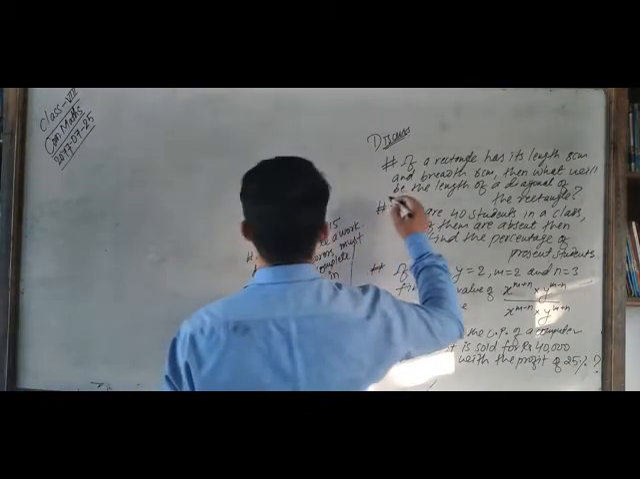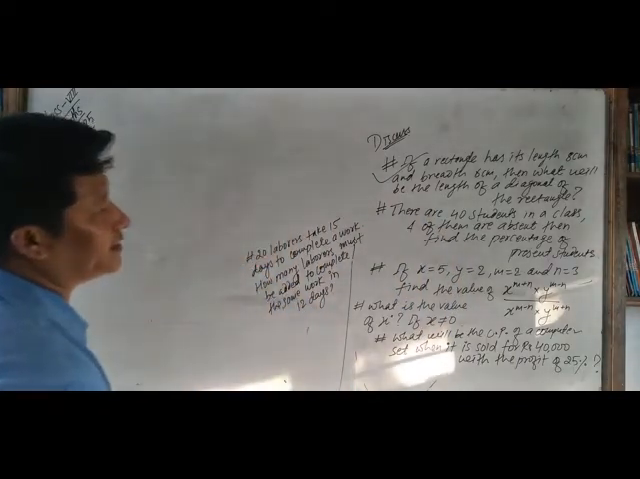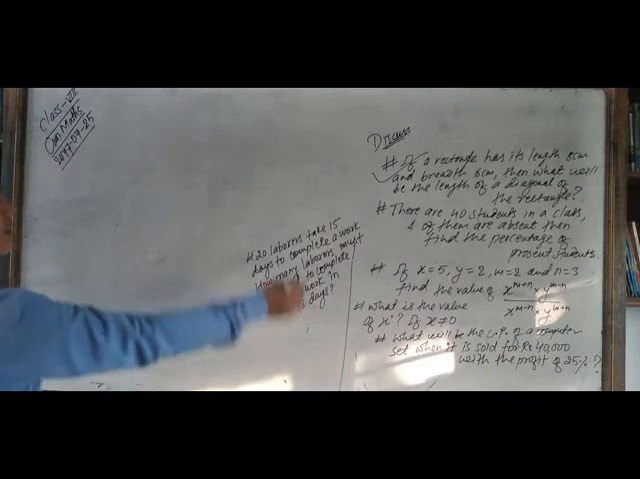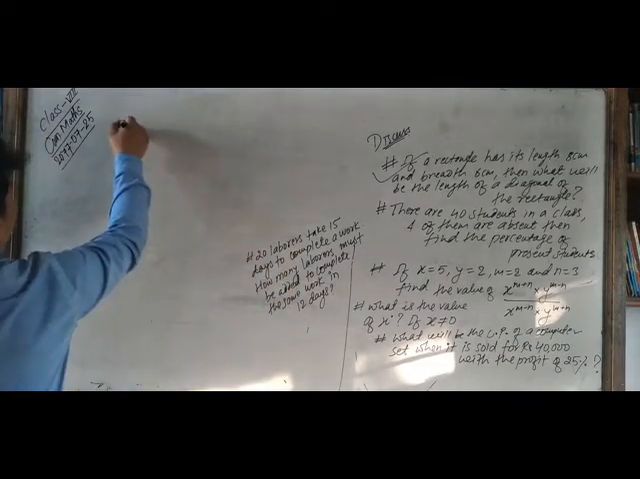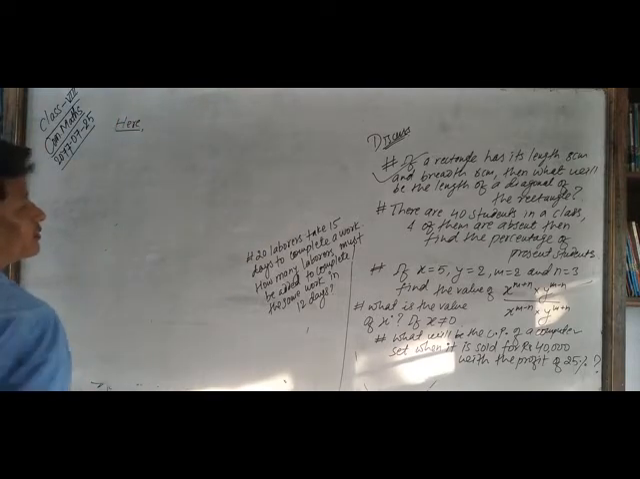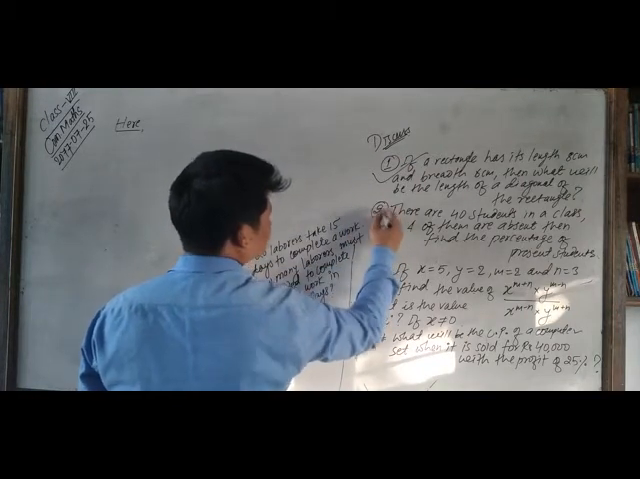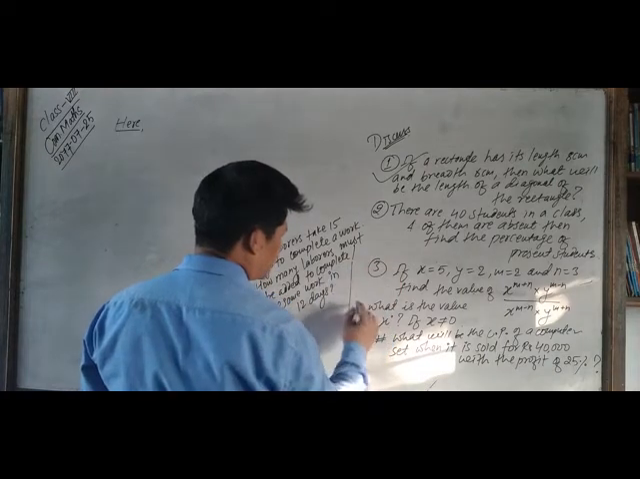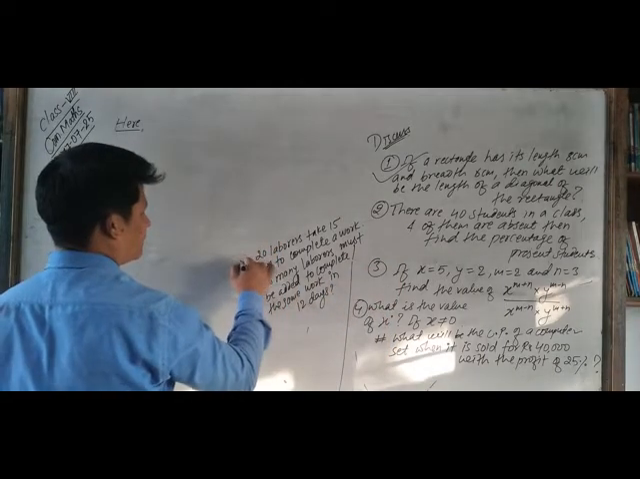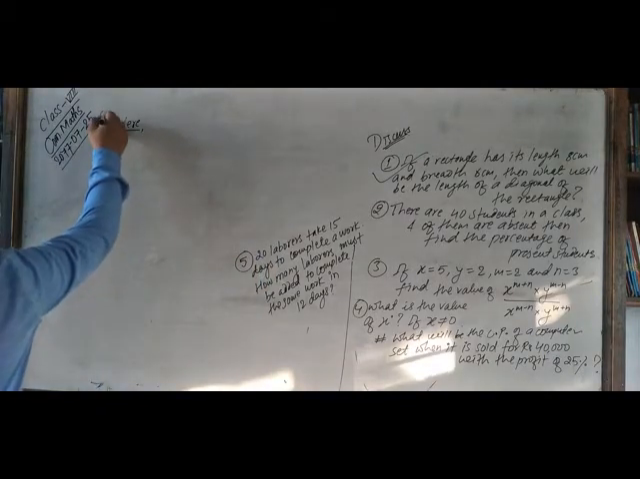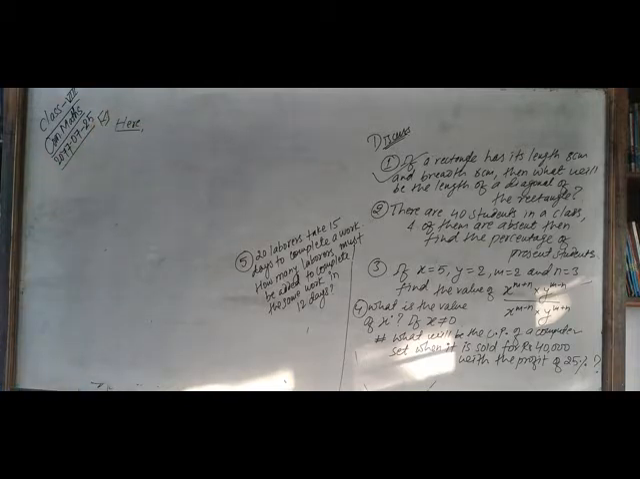This first question: if a rectangle has its length 8 cm and breadth 6 cm, then what will be the length of a diagonal of the rectangle? So have a look here. Here I am going to solve the first question. Question number 1: if a rectangle has its length 8 cm and breadth 6 cm, then what will be the length of a diagonal of the rectangle?